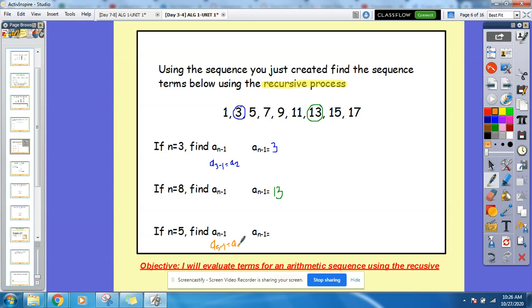But we can skip this step from now on and just look at a to the n minus 1 as being the term before. So the 4th term is 1, 2, 3, 4, so that would be 7. So whenever we're looking at this recursive process, all we're looking at is the terms before whatever term is given to us.